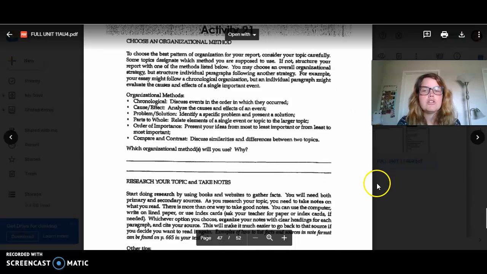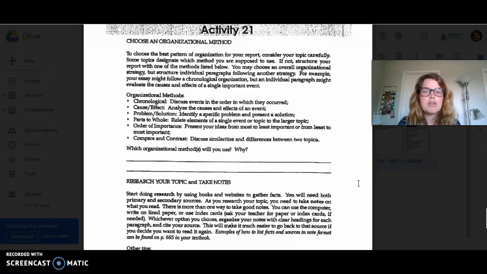Choose an organizational method. For mine, it would definitely be chronological, because I wouldn't want to start at the end of the freedom part of the railroad, right? I want to start at the beginning. Why did I want freedom?